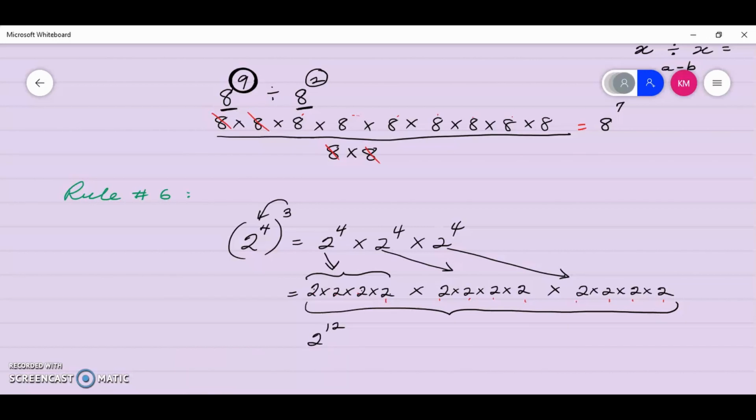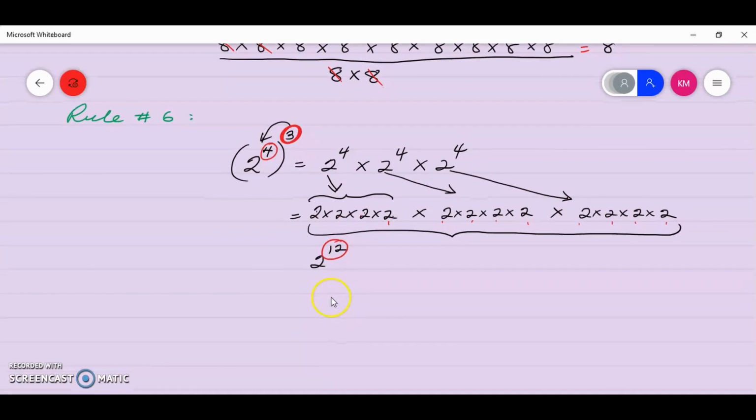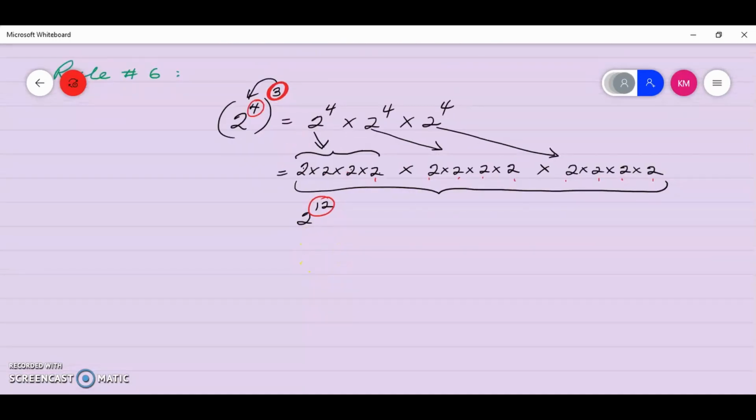So let's analyze these powers. I had 4 and 3 and I ended up with 12. So what it seems to appear as is if I had multiplied 4 by 3 to get 12. Let's look at another question. So let's say I have 4 to the power 5 and I want to raise that to the power 2.